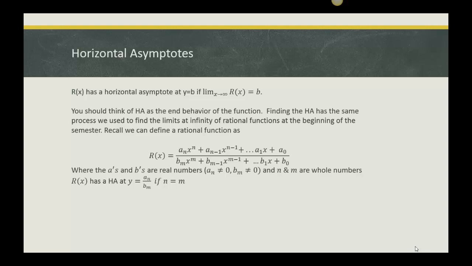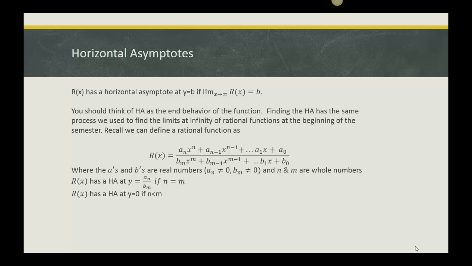Okay. So let's talk about when do we have a horizontal asymptote. And there are 3 cases. So here's the first one. R of x is going to have a horizontal asymptote at a sub n over b sub m if n equals m. So when the degrees of the numerator and the denominator are equal, then we're just going to take the leading coefficients of each and we're going to make a fraction.